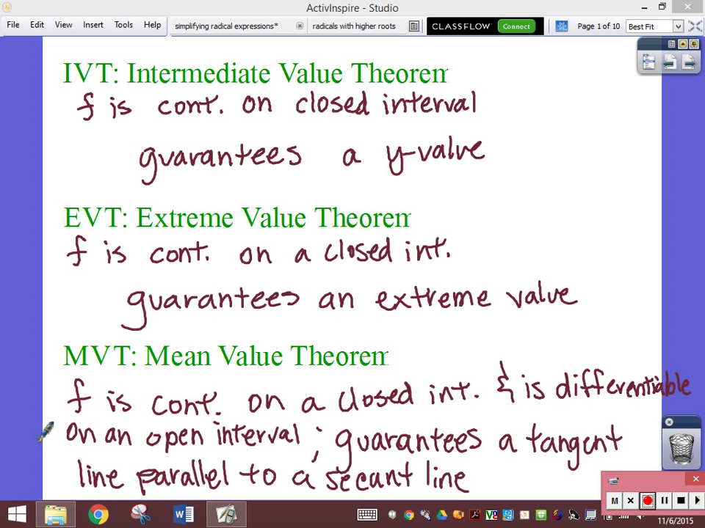So there's a little summary of the different value theorems you've learned so far, and I look forward to practicing this with you in class.